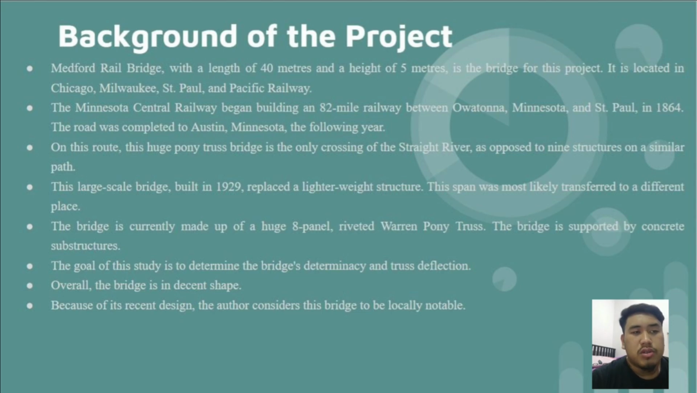On this road, this huge pony truss bridge is the only crossing of the Straight River, as opposed to 9 structures on a similar path. This large-scale bridge, built in 1929, replaced a lighter weight structure. This span was most likely transferred to a different place. The bridge is currently made up of a huge 8-panel reverted Warren pony truss. The bridge is supported by concrete substructures, and the goal of this study is to determine the bridge determinacy and truss deflection. Overall, the bridge is in decent shape, and because of its recent design, the author considers this bridge to be locally notable.